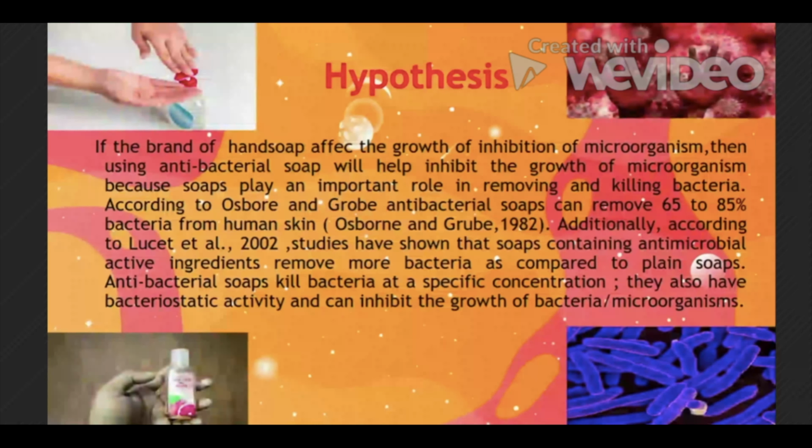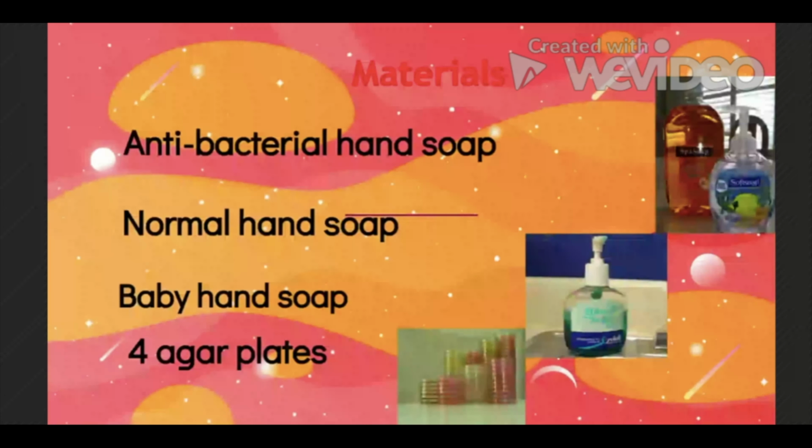Hypothesis: if the brand of hand soap affects the inhibition of growth of microorganisms, then using antibacterial soap will help inhibit the growth of microorganisms because soaps play an important role in removing and killing bacteria. Materials for the experiment: antibacterial hand soap, normal hand soap, baby hand soap, and 4 agar plates.